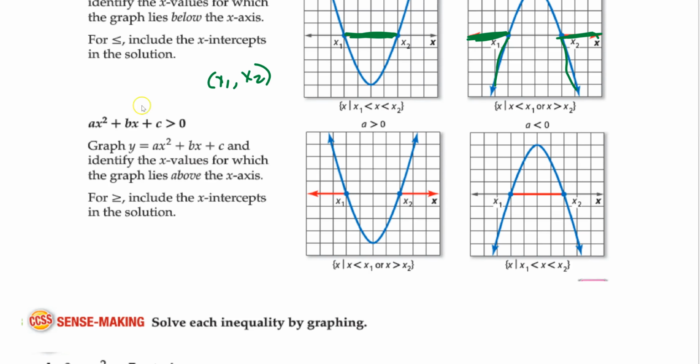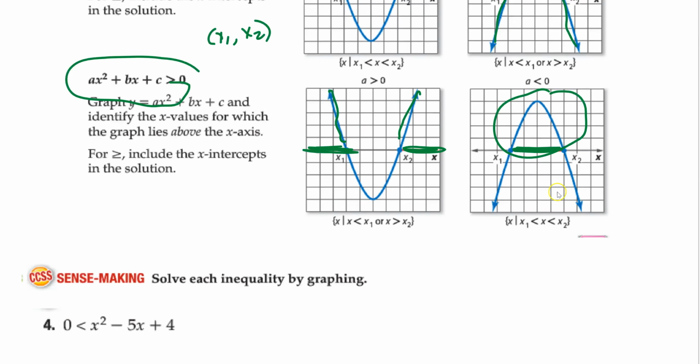Likewise, if you want your graph to be greater than 0, you want it to be positive. Look at this graph here. Where is it above the x-axis, which is right here? Well, it's here and here. So it's this spot and this spot. And then this graph, right here's my x-axis. Where is it above? Well, in here it's above. So it's this spot. So let's do an example just to show you what I mean.